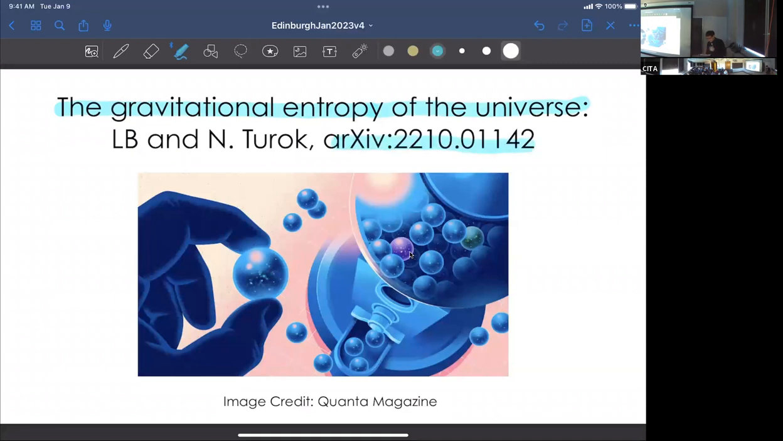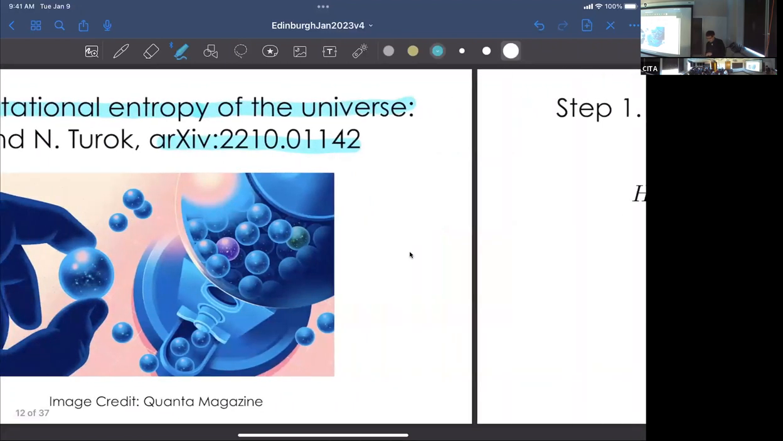This is a paper we put out in October that got this formula, and then it has interesting consequences. So let me just try to briefly summarize what that's about.